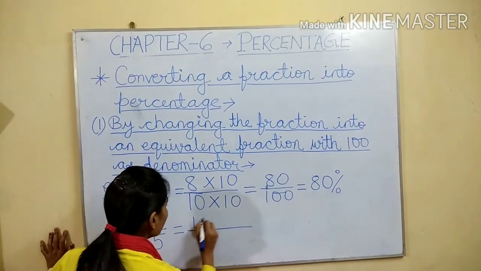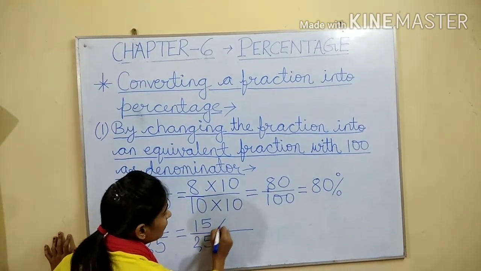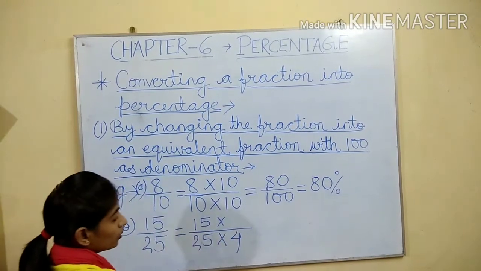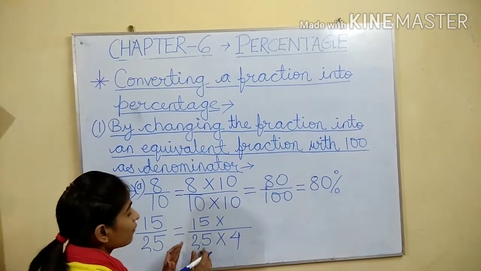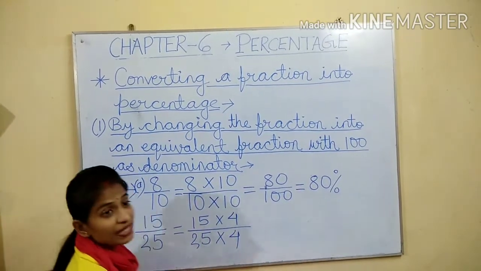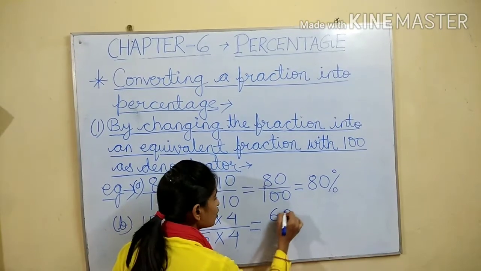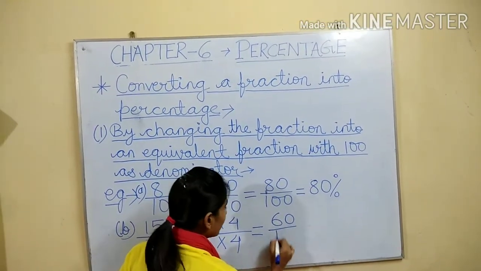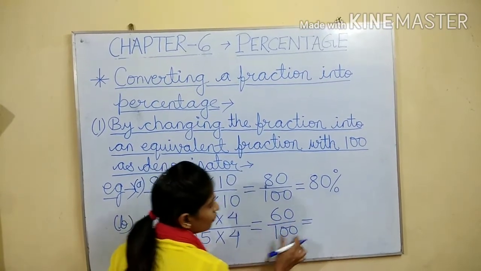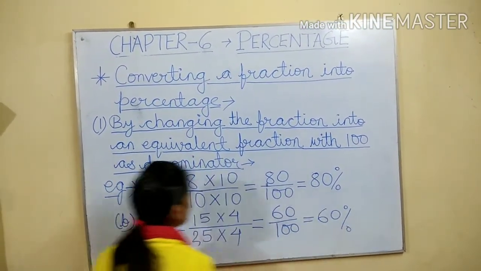Now in 25, what will we multiply to get 100? In 25, we will multiply by 4. When we multiply by 4, we get 100. So in the numerator also, we will multiply by 4. 15 fours are 60 and 25 fours are 100. 60 out of 100 means 60%.